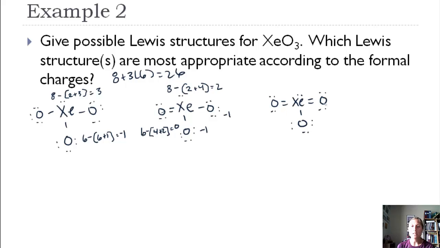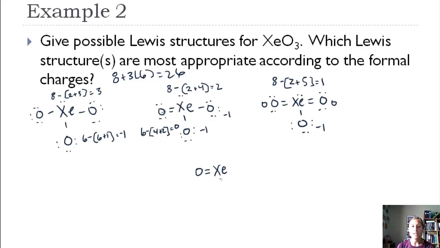Okay, so we know we've got these double bonded oxygens. It's the same as the one over here, so we know formal charges of 0. Our single bonded oxygen formal charge isn't going to change, so now we just need to look at xenon. So 8 minus, let's see, 2 lone pairs and 1, 2, 3, 4, 5 bonds. So that's going to give us a formal charge of 1. So we're getting closer to something that's good. But there's another Lewis structure. It's like never ends with this thing.